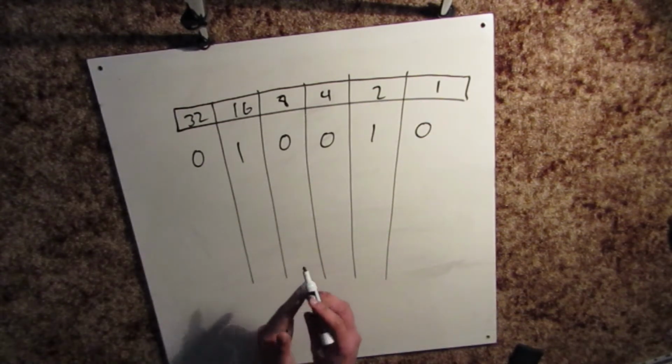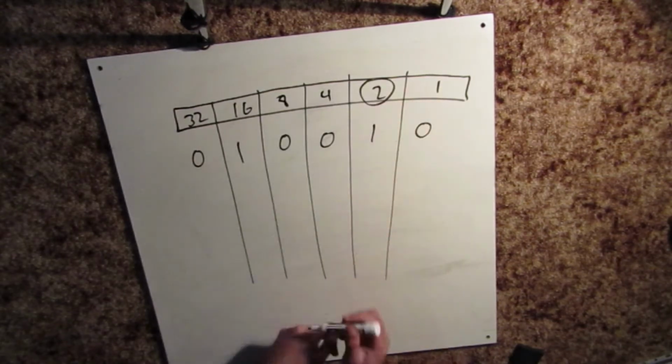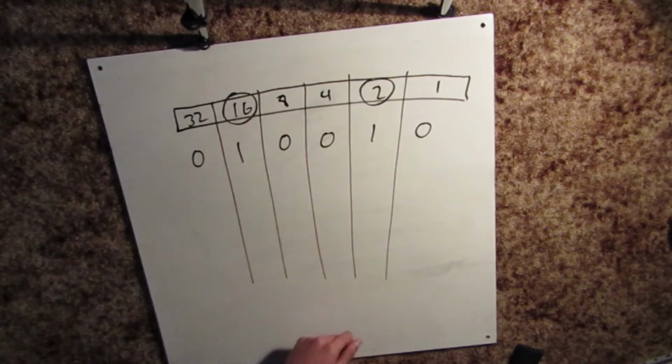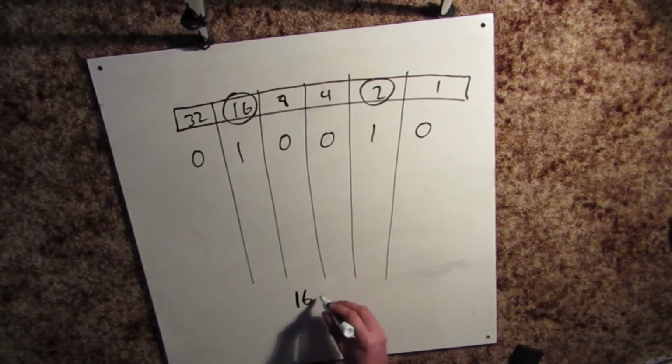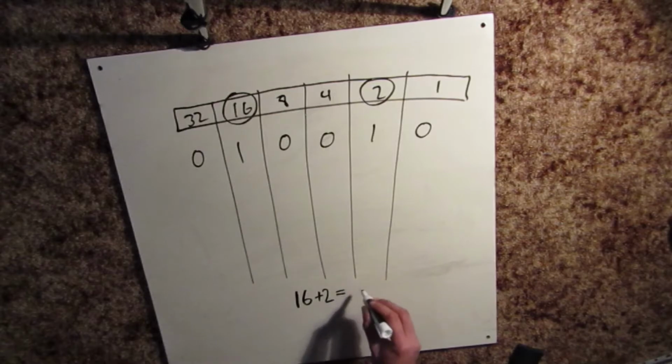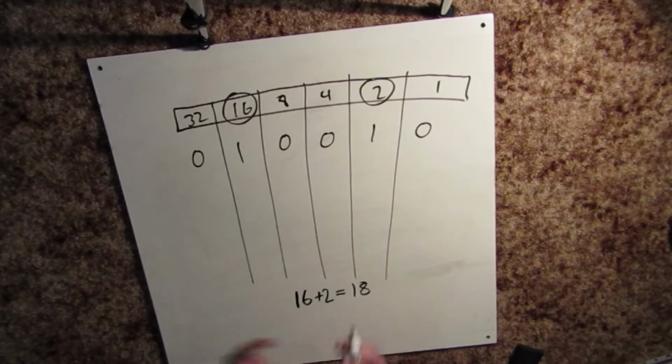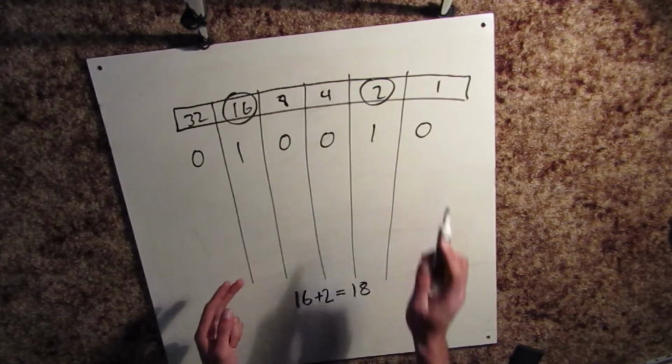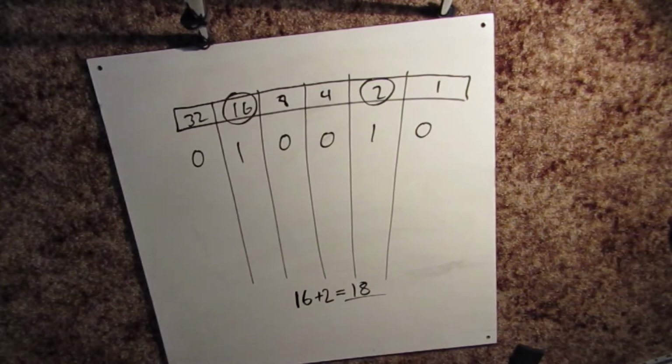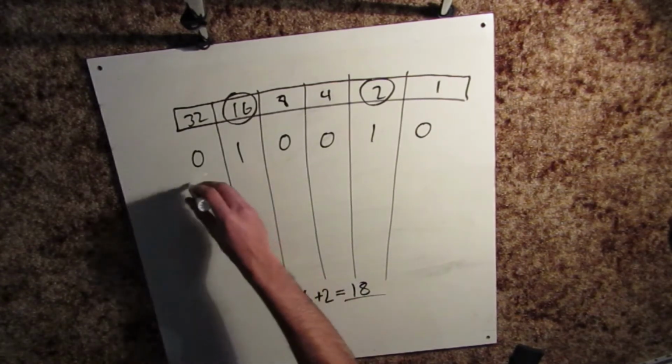Take this number, and this is what I'm going to do. I'm going to take 16, add it to 2. That equals 18. Therefore, 10010 in binary is 18. Okay, let's do a different example.